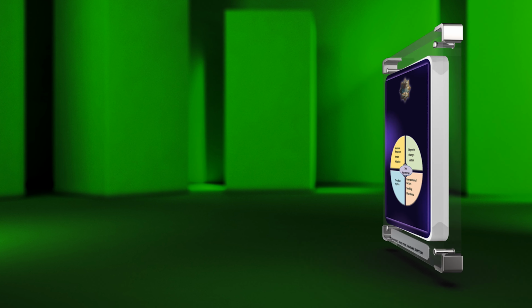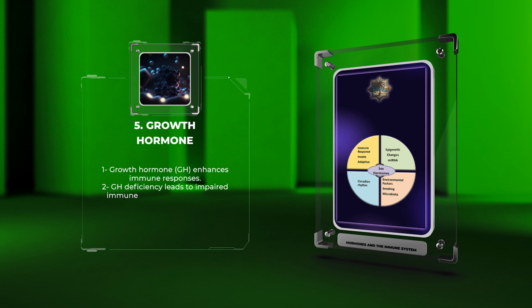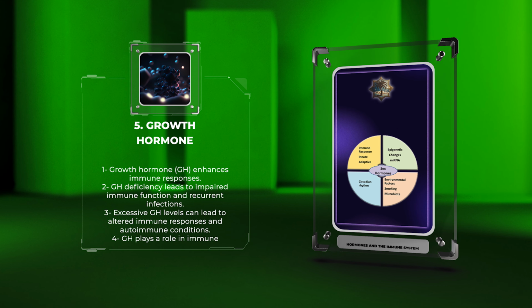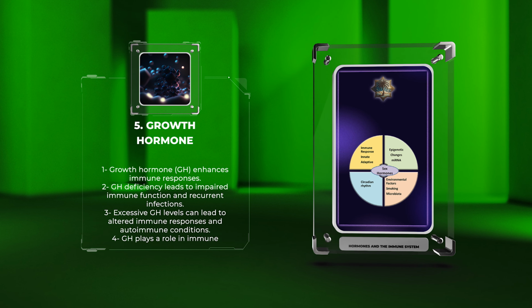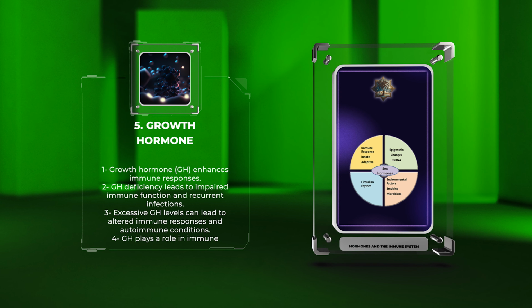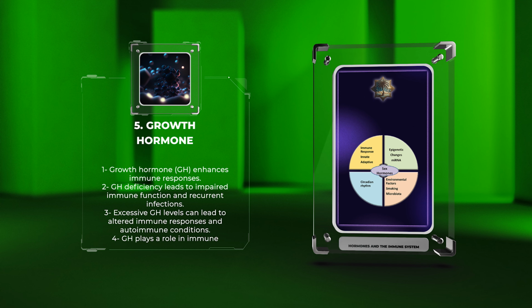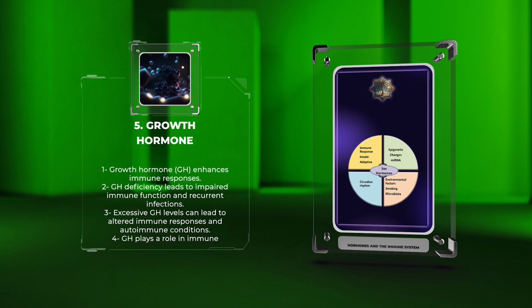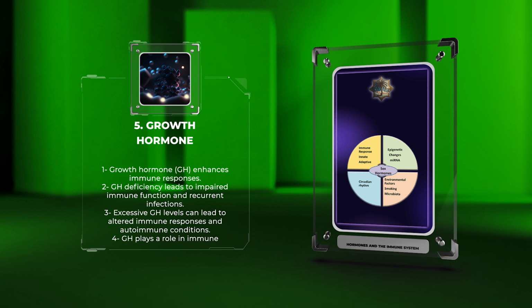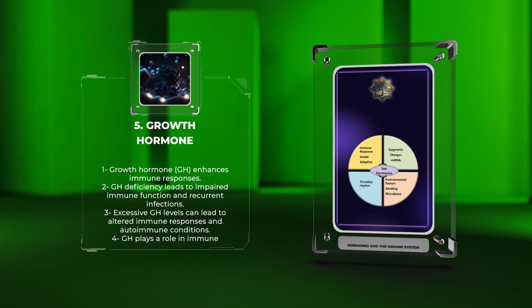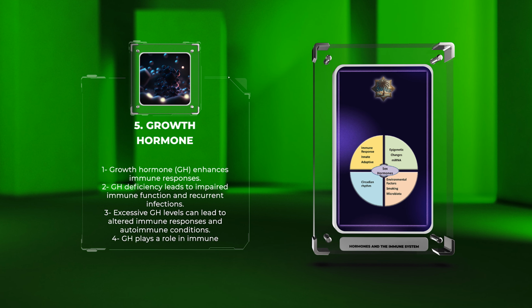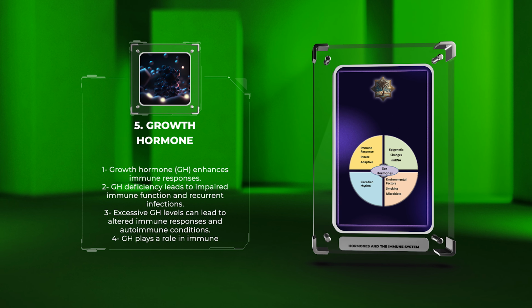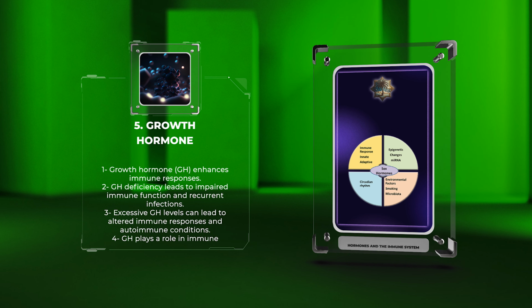Growth hormone, GH, influences immune responses by enhancing immune cell proliferation, cytokine production, and antibody-mediated immune reactions. GH deficiency may result in impaired immune function, leading to recurrent infections. Conversely, excessive GH levels, as seen in acromegaly, can lead to altered immune responses and autoimmune conditions. Understanding the role of GH in immune regulation provides insights into the pathophysiology of immune disorders.